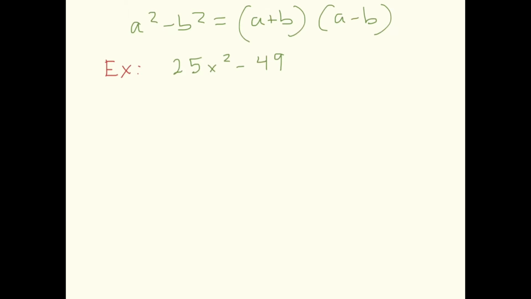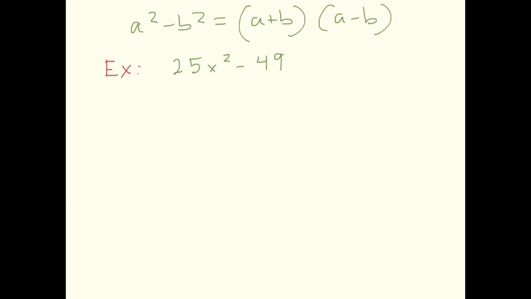Hey guys, back with another tutorial, and today I'm going to teach you how to factor quadratic equations using the difference of two squares formula. As you can see, the formula is at the top of the screen: a squared minus b squared equals (a plus b) times (a minus b). This is kind of simple, but it's just something that you could use.